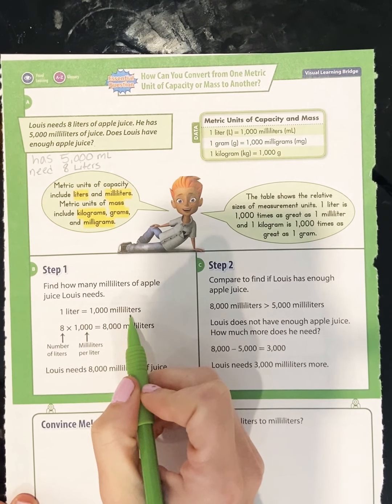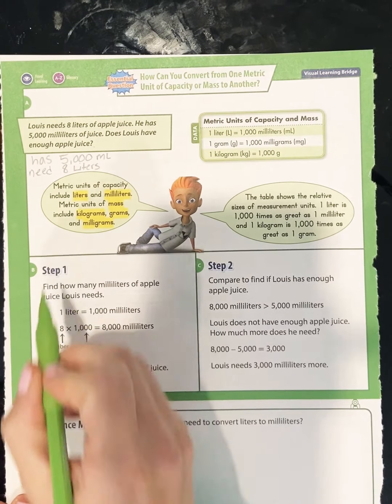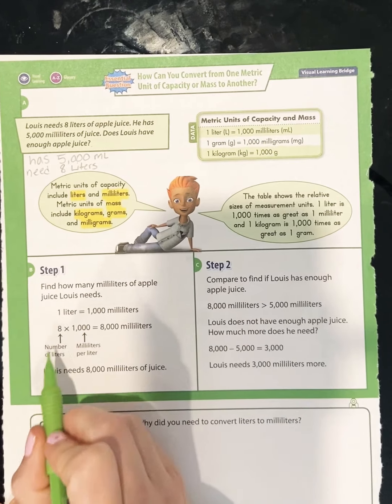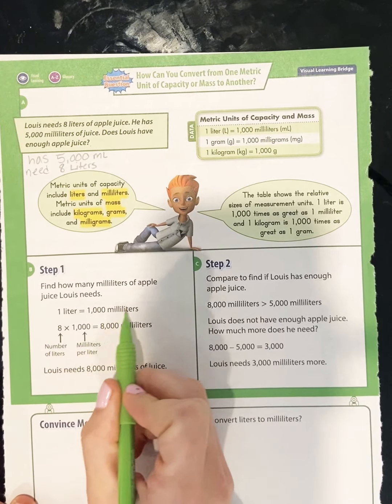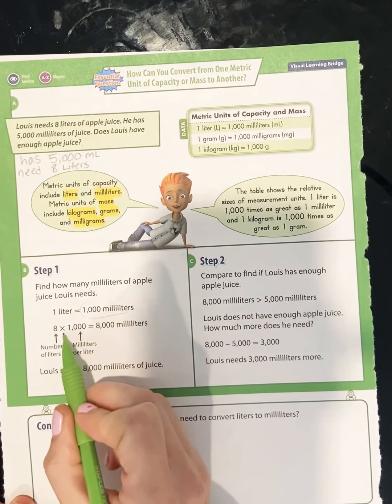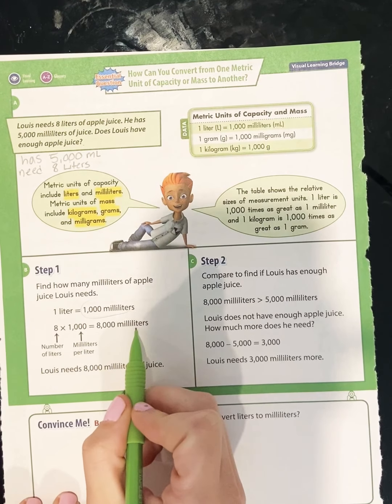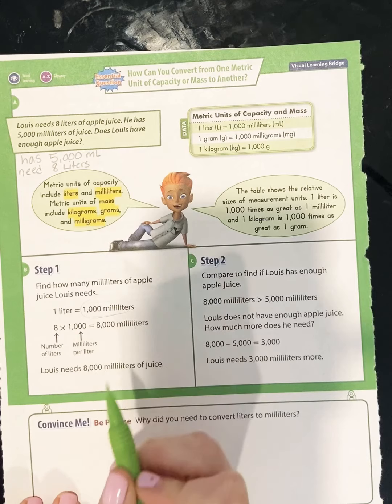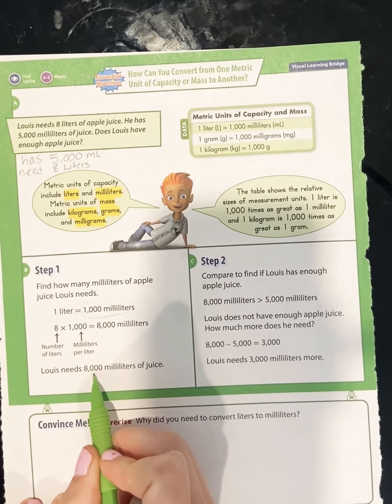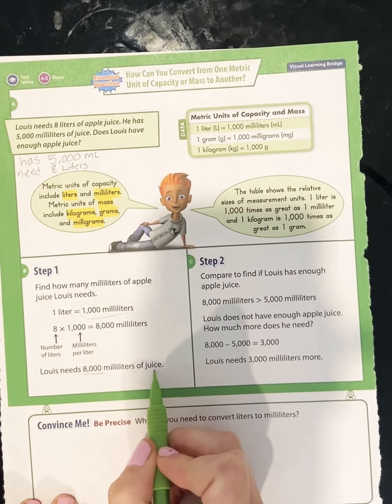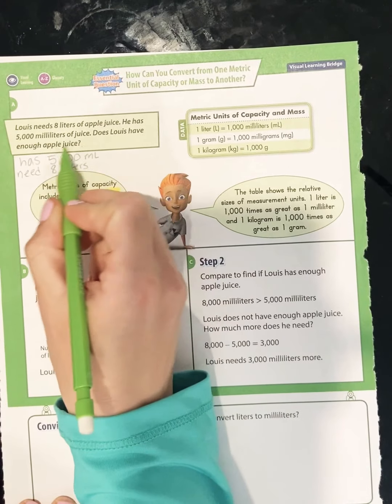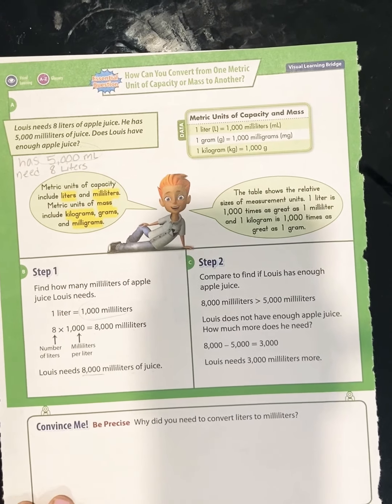We can convert by putting in the 8 liters we know Lewis needs and multiplying it by how many milliliters that would be. So 8 times 1,000 milliliters equals 8,000 milliliters. So Lewis needs 8,000 milliliters of juice. He has 5,000 milliliters of juice.